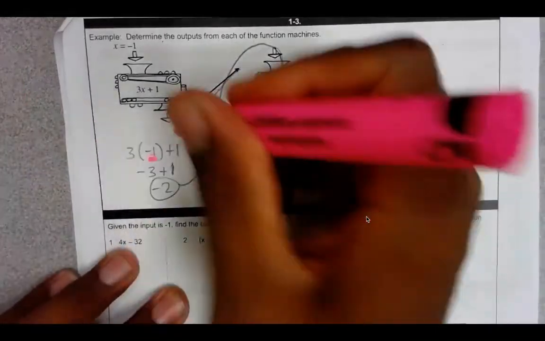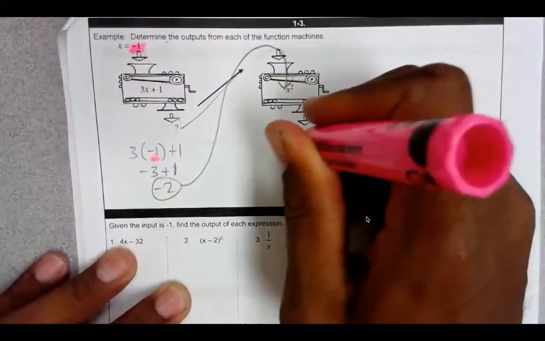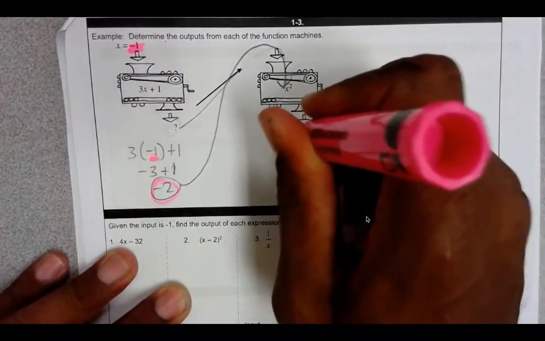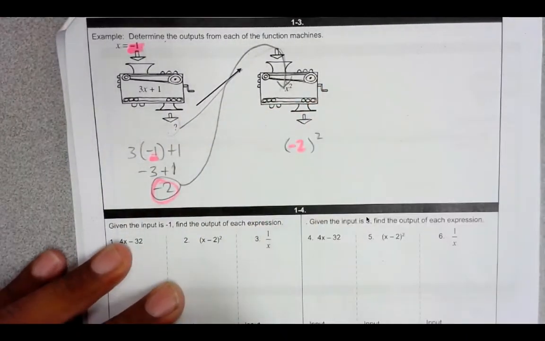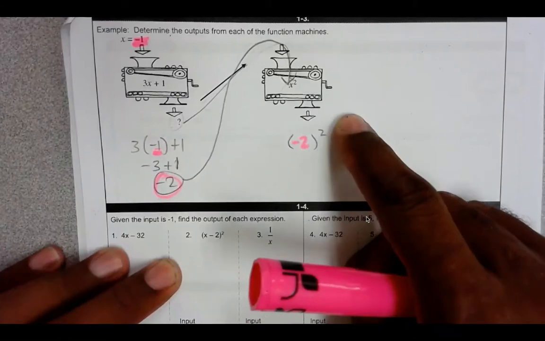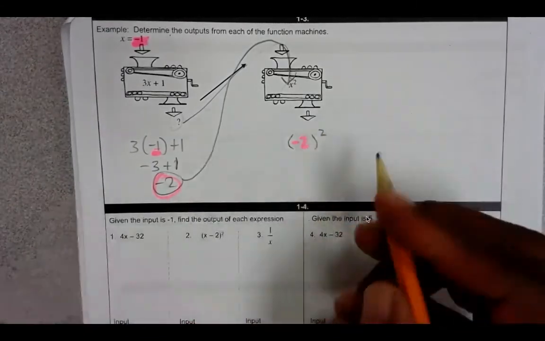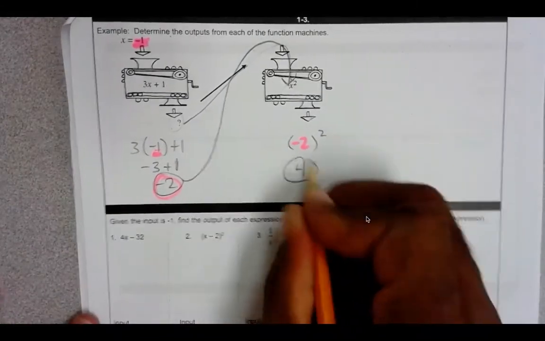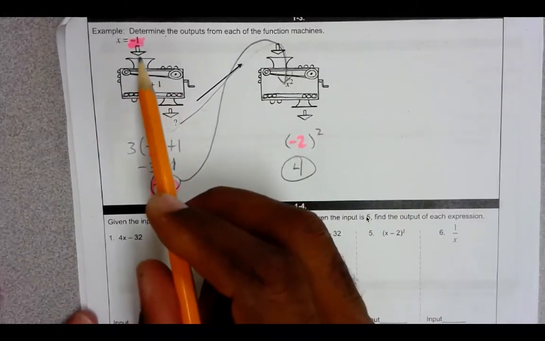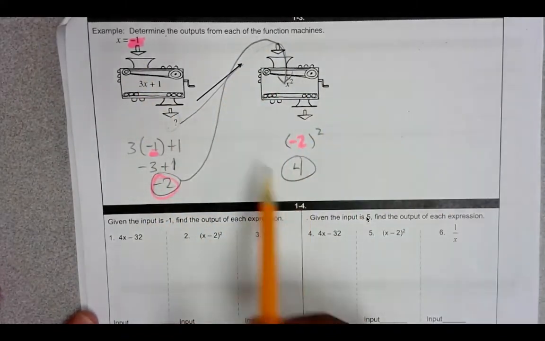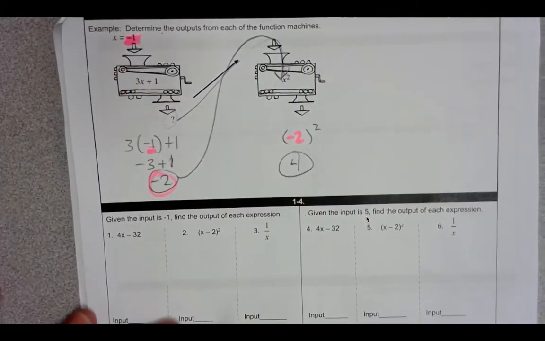First I plugged in the 1. Now I'm going to take that negative 2, and it goes into the next machine right there. All I'm doing is negative that number squared. That's going to end up being 4. So the output of both of these machines after I plugged in negative 1 ended up being 4.